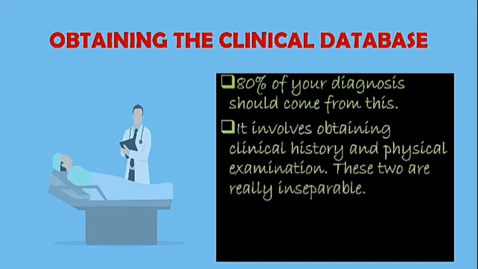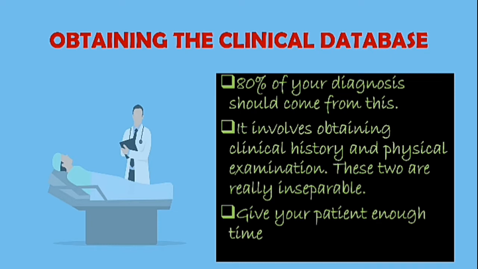Obtaining the clinical database involves taking clinical history and then performing a physical examination of the patient. It might appear that these two are separate entities, with clinical history coming first before physical examination, but however, these two are really inseparable. Both history taking and physical examination begin right from the moment that you see the patient. For example, you can examine the facial expression of the patient, their gait as they walk into the consultation room, and other observable features of the patient.